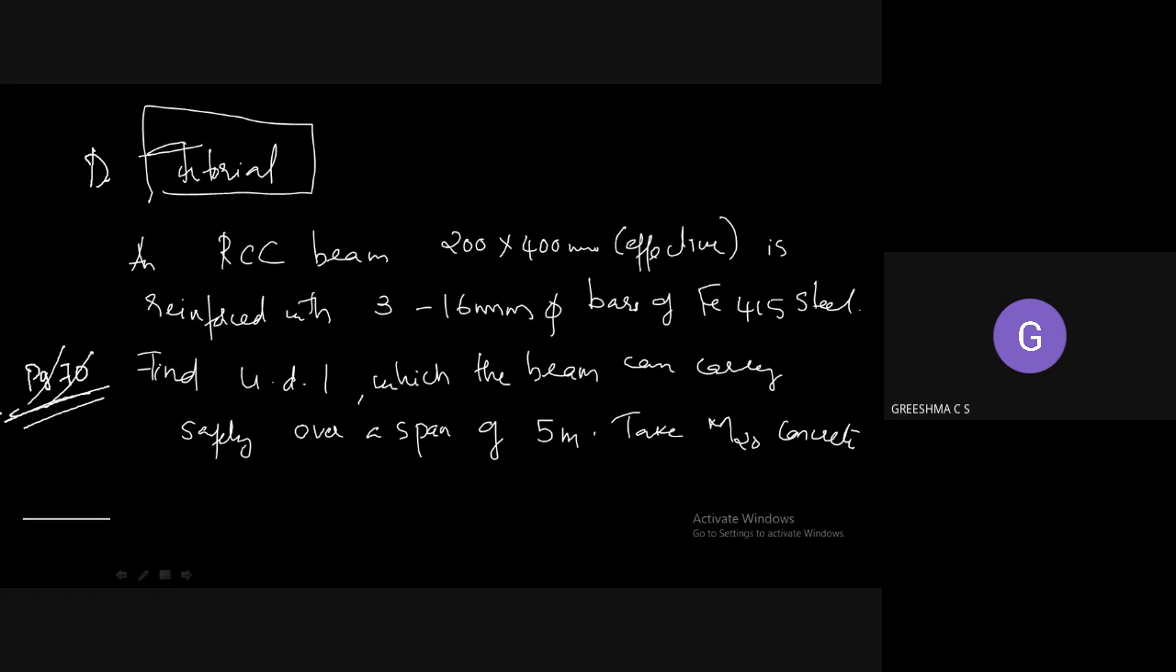Take M20 concrete. So there is a beam of 200 and 400 mm. Effective depth is 400. It is reinforced with 3 numbers of 16 mm diameter bars. You have to find out the load.